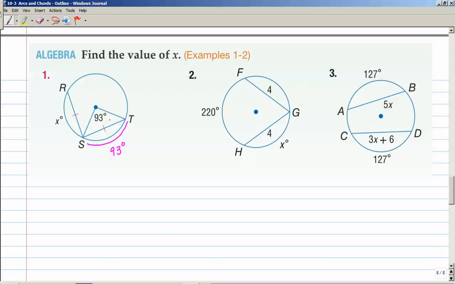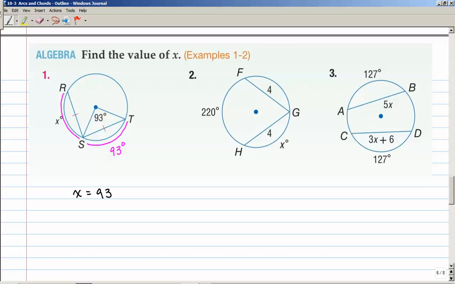And since ST is congruent to RS, it's going to be congruent to this arc as well. So the measure of X is going to be 93. If the chords are congruent, then the arcs are congruent.